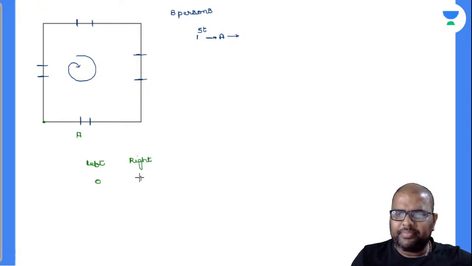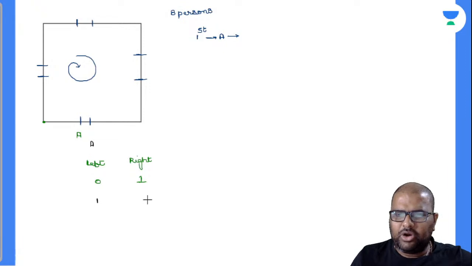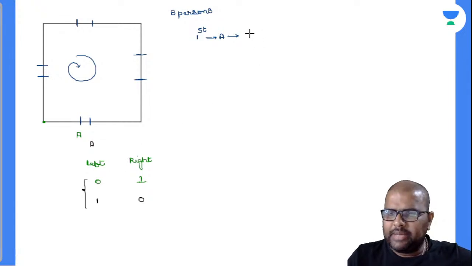Yes, perfectly. Now I will change the position of A. I'll keep A here. Left of A, how many persons are there? 1. Right of A, how many persons are there? 0. So how many ways did you get to place the first person? 2 ways. Am I right or wrong? Yes, perfectly. It is 2 ways.